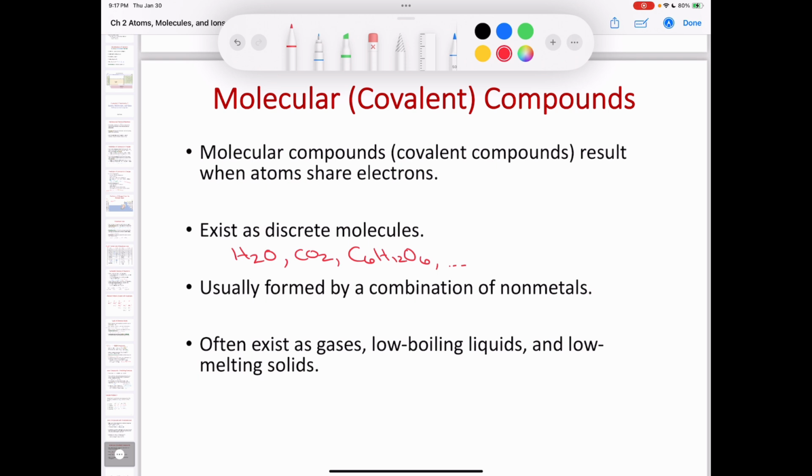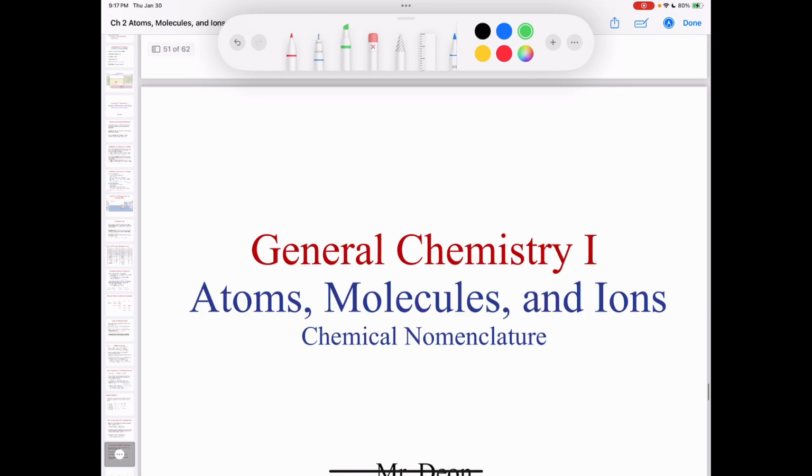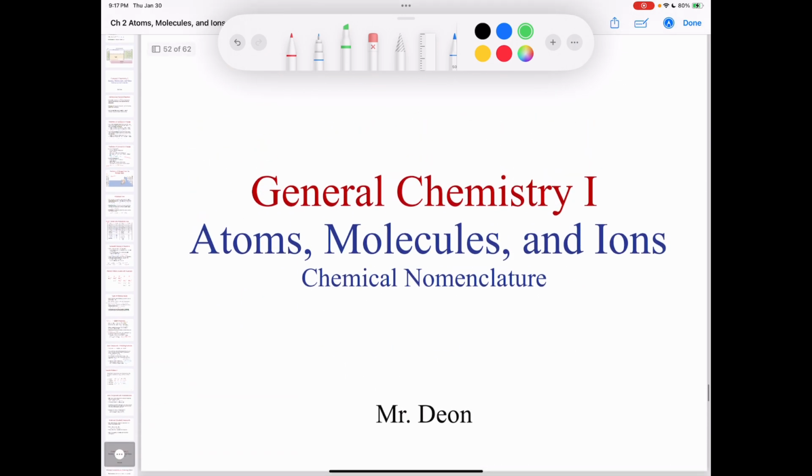So, they often exist as gases, low-boiling liquids, and low-melting solids. And like we said, CO2 is a gas at room temperature, water is a liquid, and glucose is a solid, but it's very easily melted. So with that in mind, I'm going to pause here, and then we're going to kick it off with chemical nomenclature.